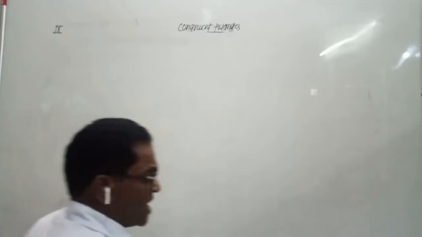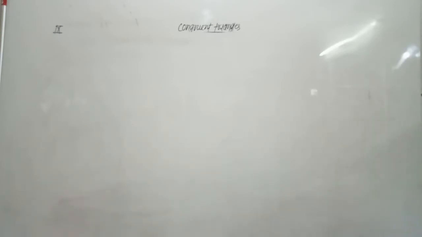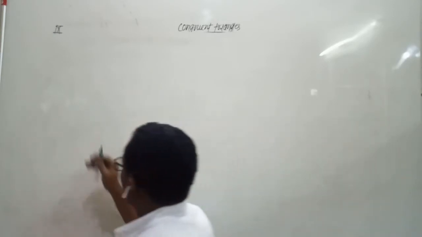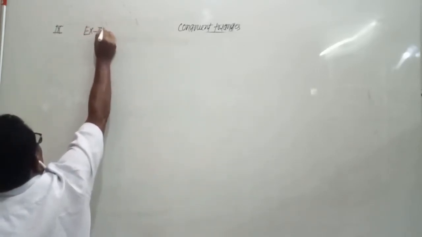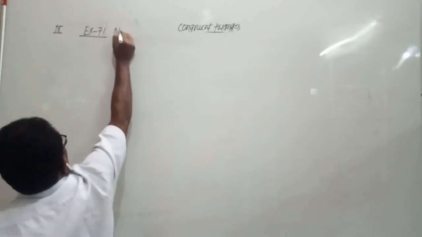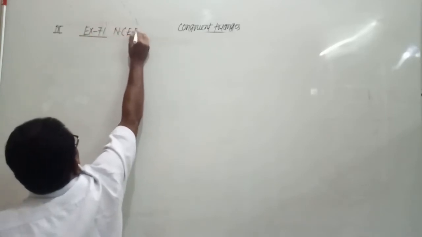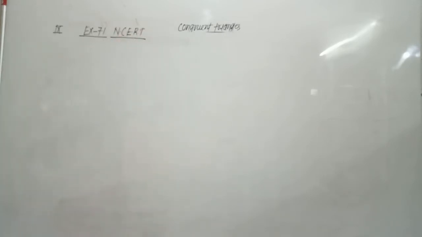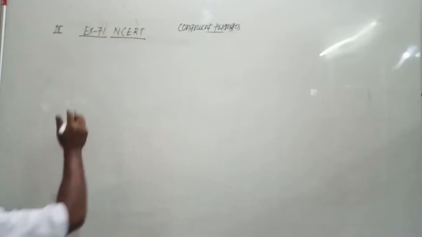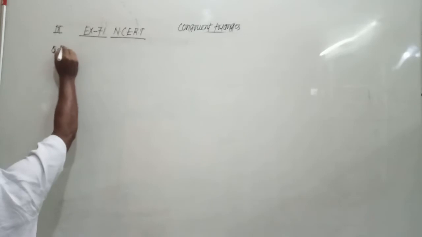In this video, we start NCERT exercise 7.1. And the first question is, in a quadrilateral ACBD, AC equals AD. Question number one.